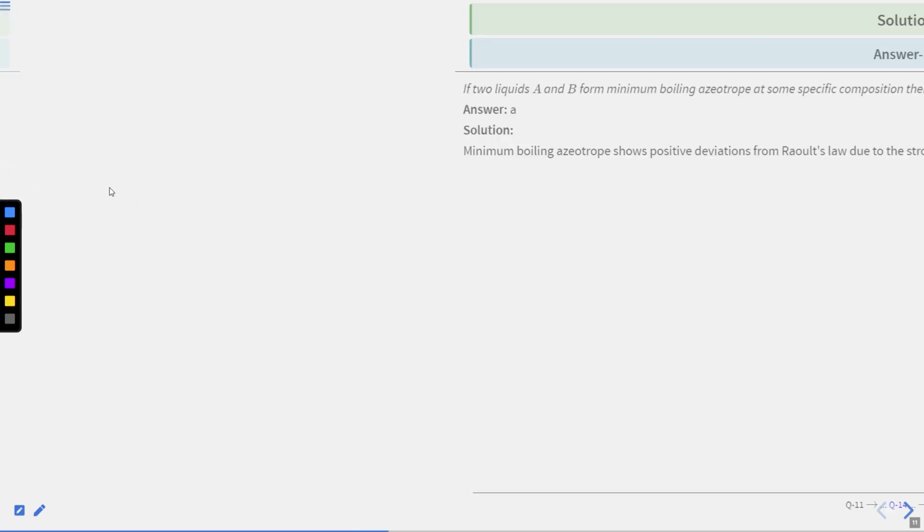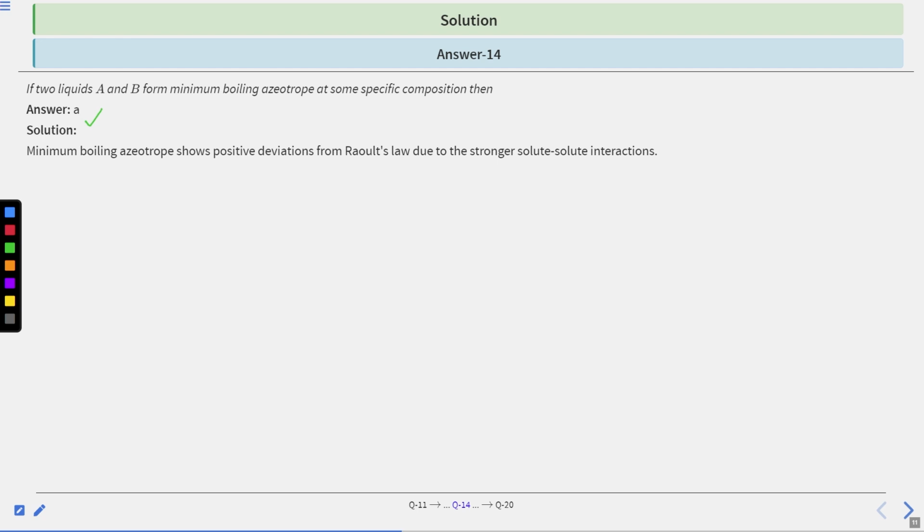Okay, so the correct answer is option A. Minimum boiling azeotropes show positive deviations from Raoult's law due to stronger solute-solute interaction. So in the positive deviation solutions, we have solute-solute interactions stronger than the solute and solvent interactions. Hence, option A is the correct statement, is the correct answer.